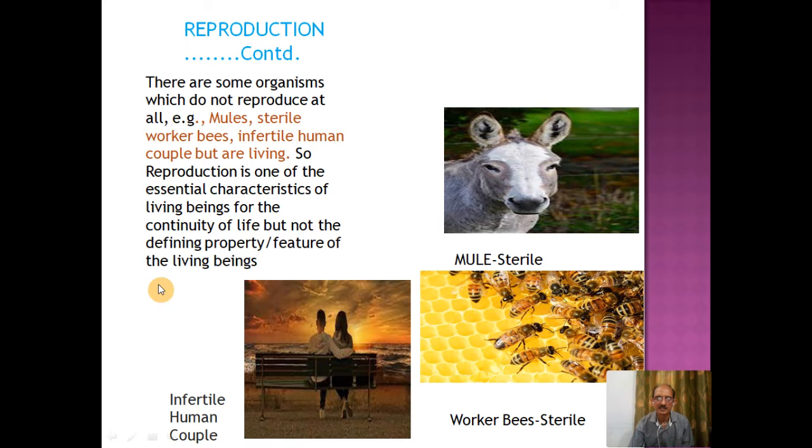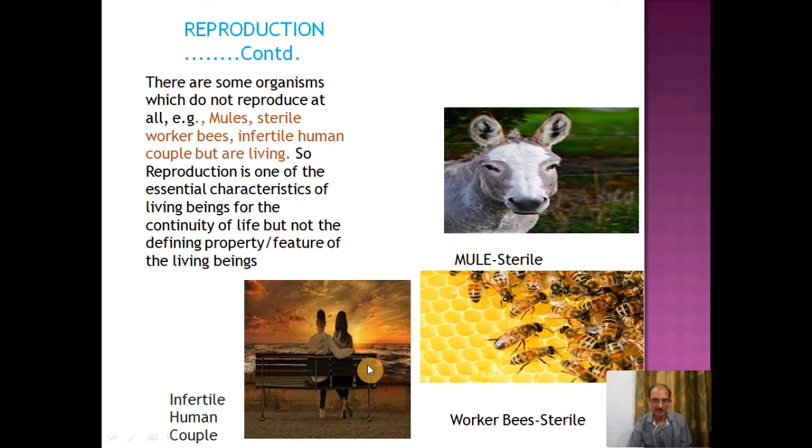Now, there are some organisms which do not reproduce, but they are living. We see here the mule, which is the outcome of interbreeding of a female horse and a male donkey. It cannot produce offspring. Similar is the case with worker bees, and infertile human couples, who are living but are not able to reproduce. It means reproduction is not essential for the living.